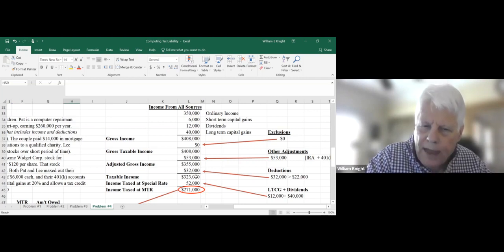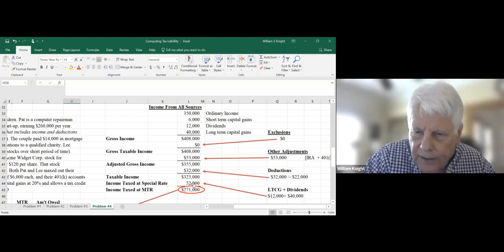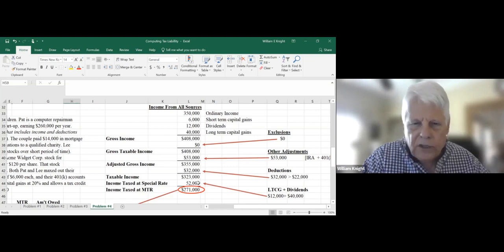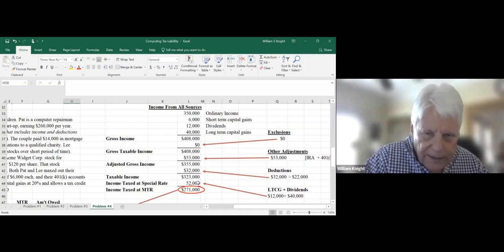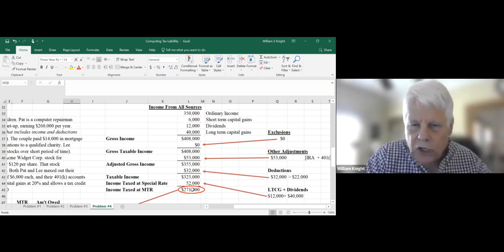$323,000. Now, not all of that $323,000 is going to be subject to the marginal tax rates. $52,000 of it, the $12,000 in dividends and the $40,000 in long-term capital gains, are going to be taxed at a special rate. So we'll subtract that out. We'll get to that later. And that means that $271,000 are going to be subject to the marginal tax rate.